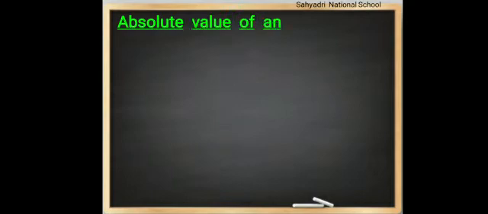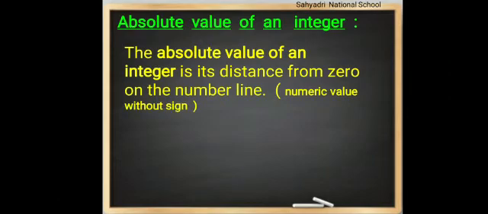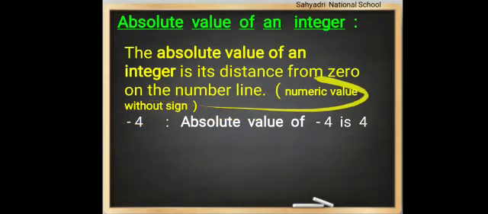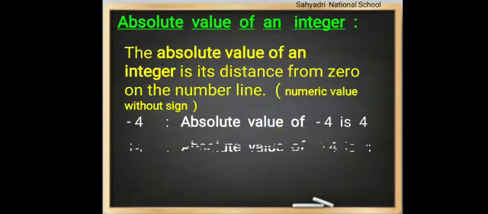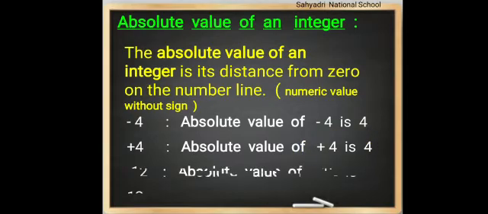Let us see the concept of absolute value of an integer. The absolute value of an integer is its distance from 0 on the number line. That means it is the numeric value without sign. Absolute value is numeric value without sign. If negative 4 is the integer, then absolute value of negative 4 is 4. The absolute value of positive 4 is 4. Let us see one more example. The absolute value of negative 12 is 12.